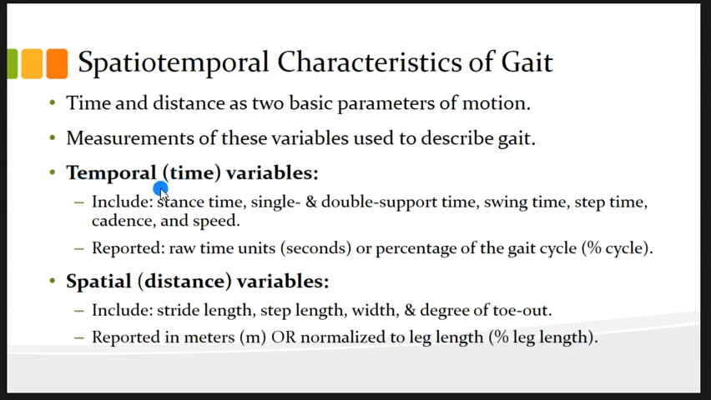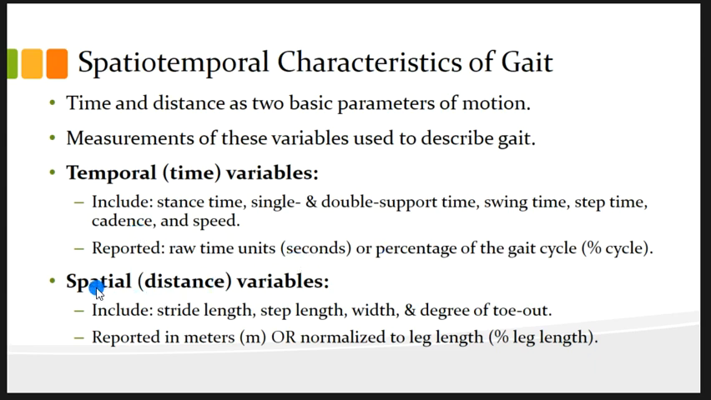To give some other words associated with this, there's really two types of variables. We have time or temporal variables, such as how long is someone in stance phase, how long are they in swing phase, how long between their steps, what's their cadence, which is the number of steps per minute, what are the number of seconds, and so forth.